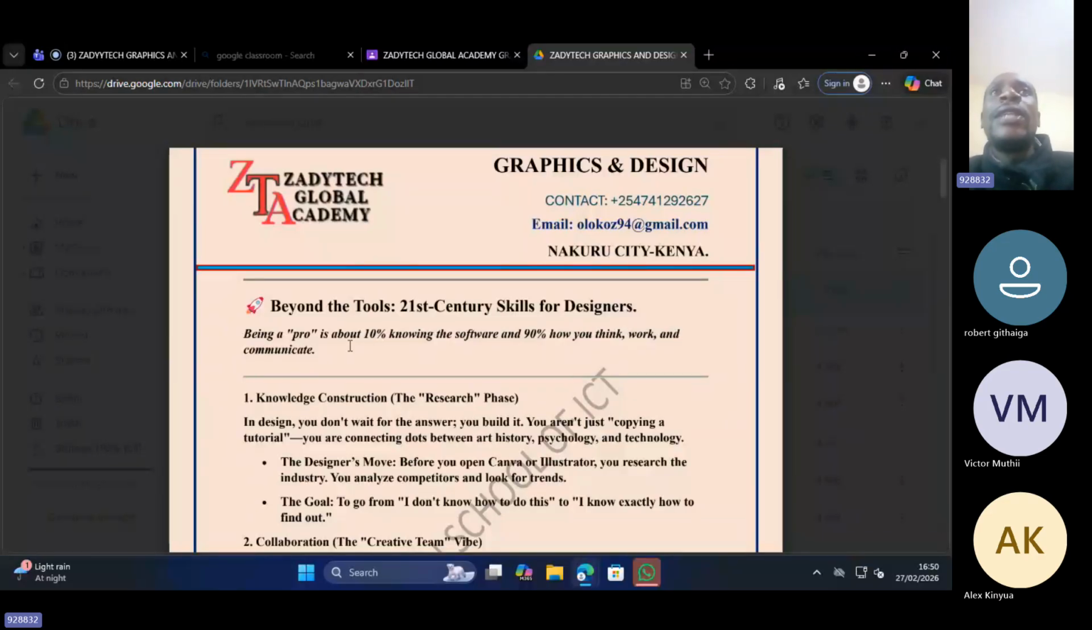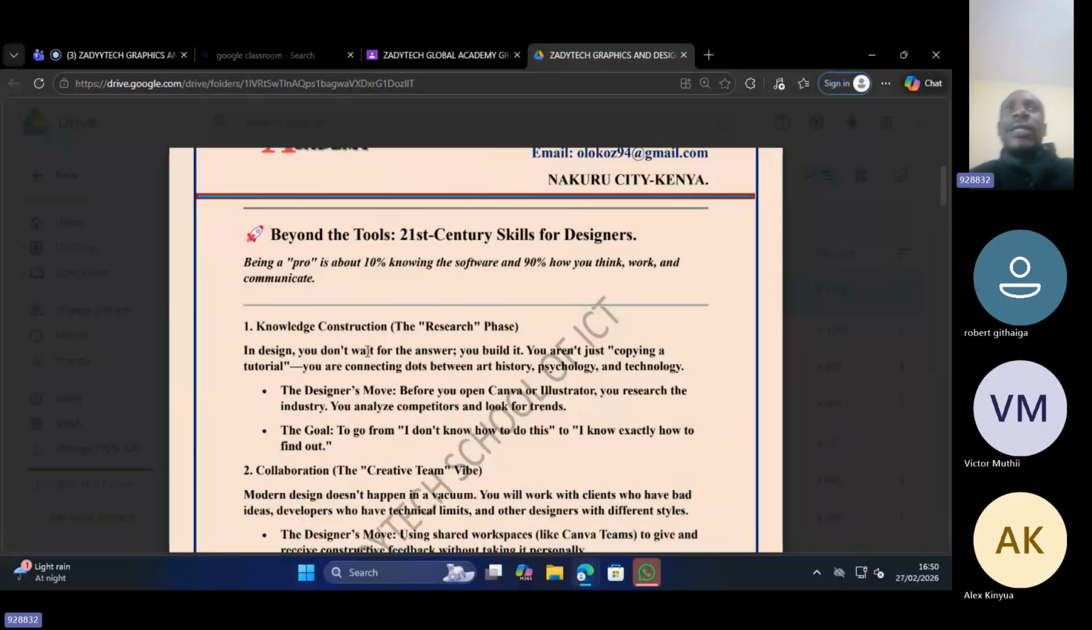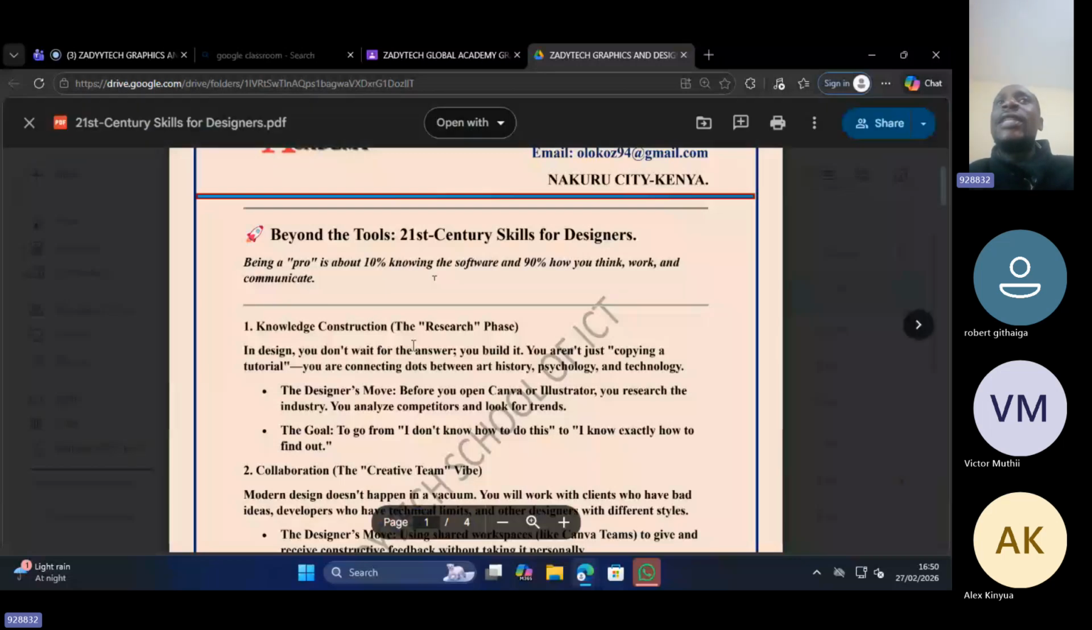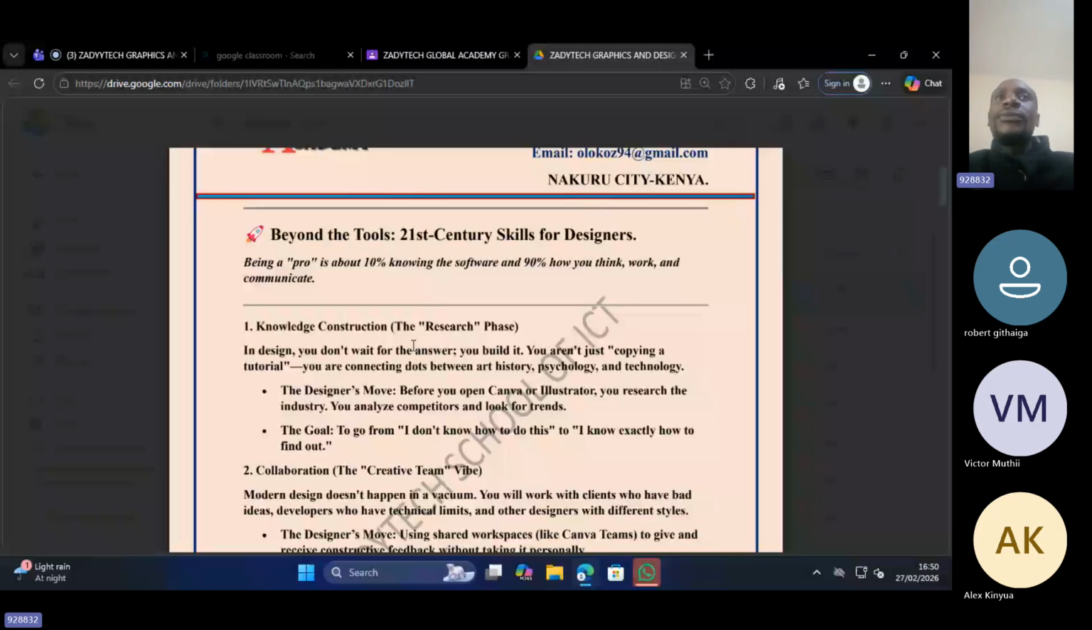Now, the first competence that we are going to look at among the 21st century skills for designers, that all designers, including us, must have, is the knowledge construction skills, the research phase. That's what I call the research phase, knowledge construction. So in design, you don't wait for the answer, you build it.